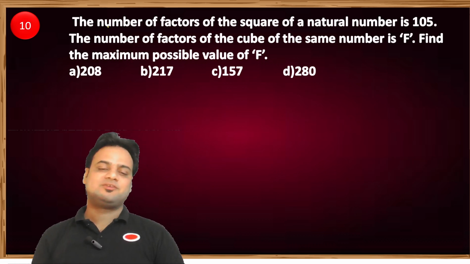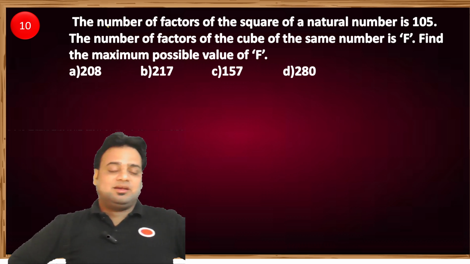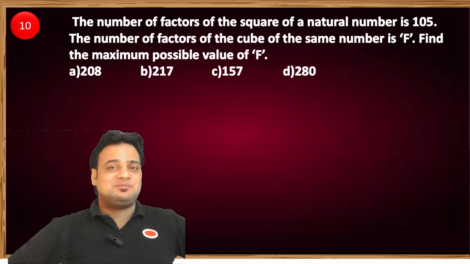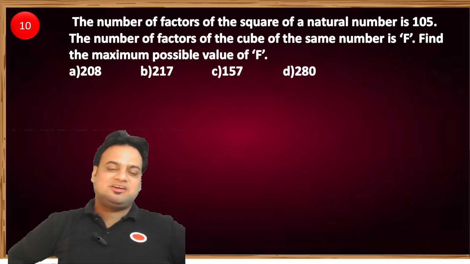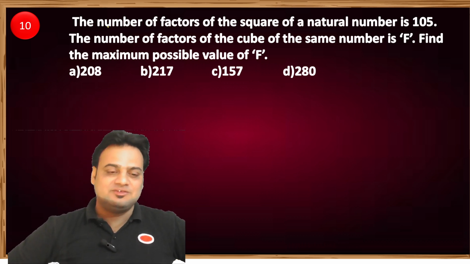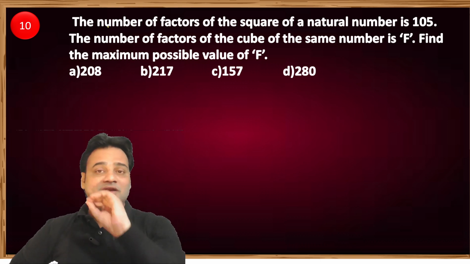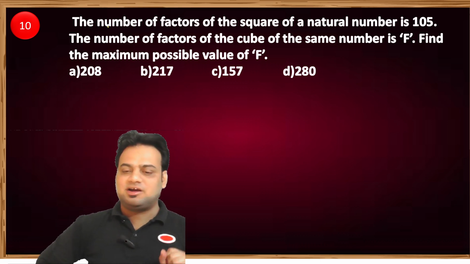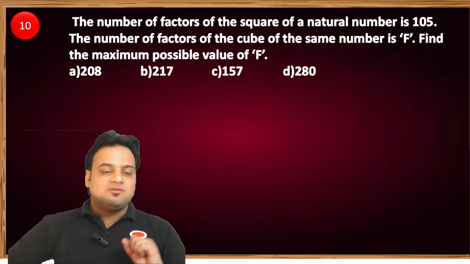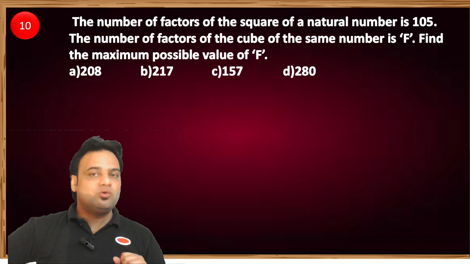Let us move to the next question, the 10th question, which means it is the last question. The number of factors of the square of a natural number is 105. Okay, the square of a natural number has 105 factors. The number of factors of the cube of the same number is f. Find the maximum possible value of f.